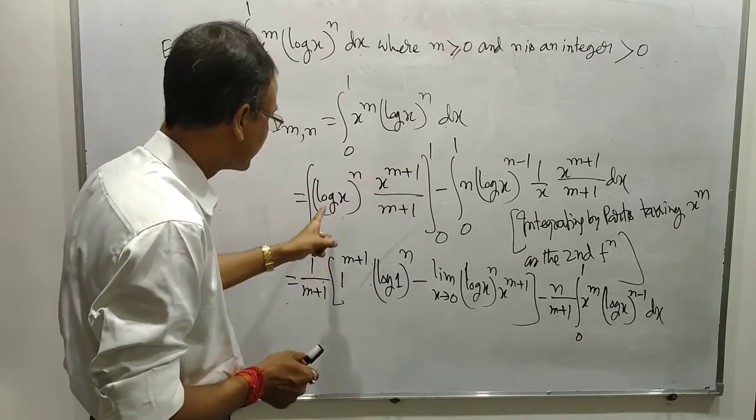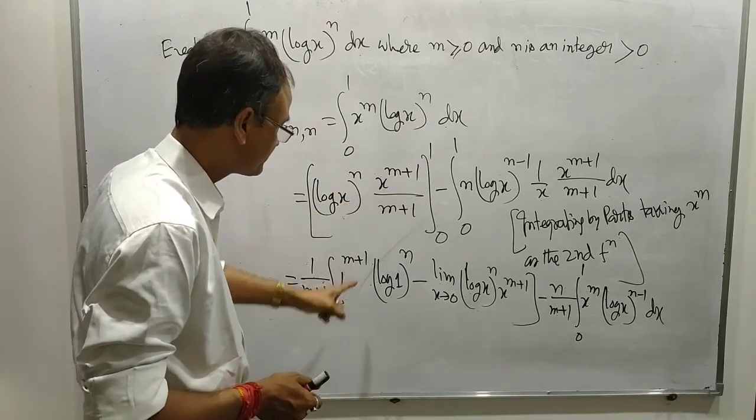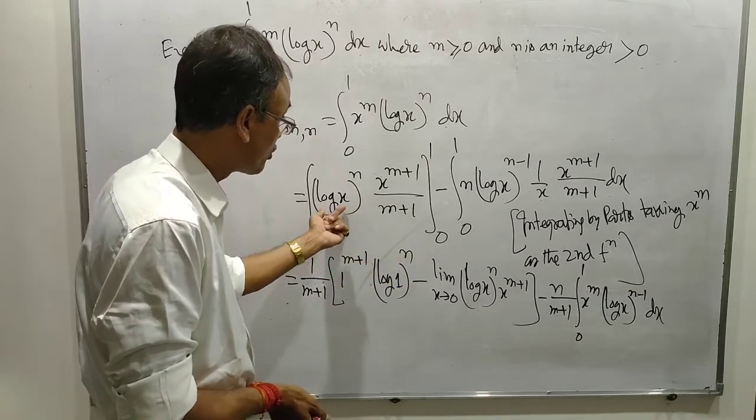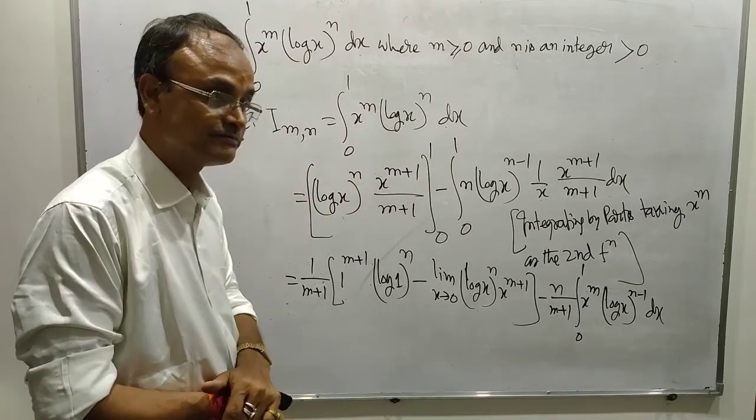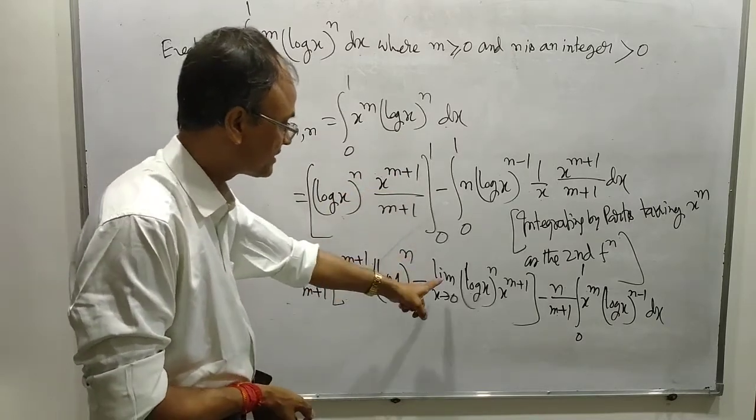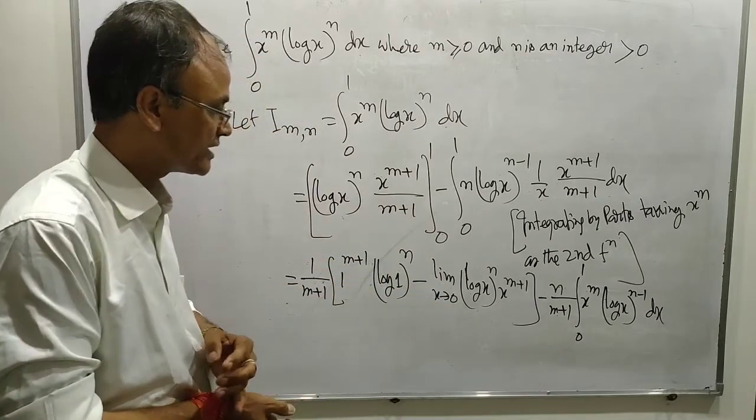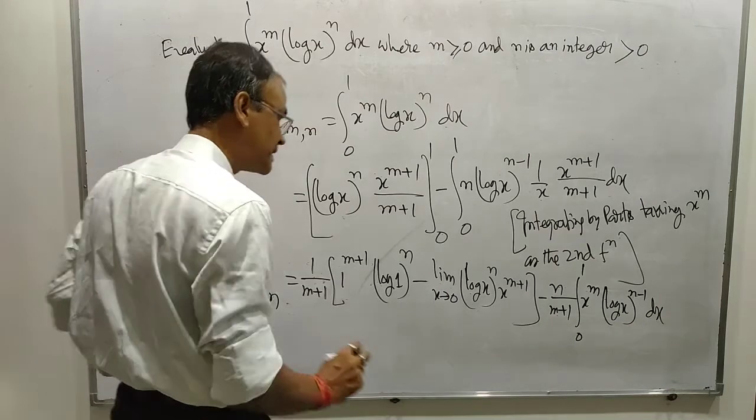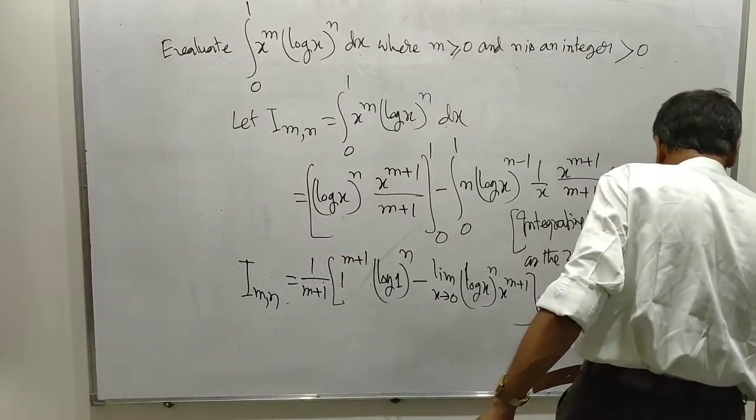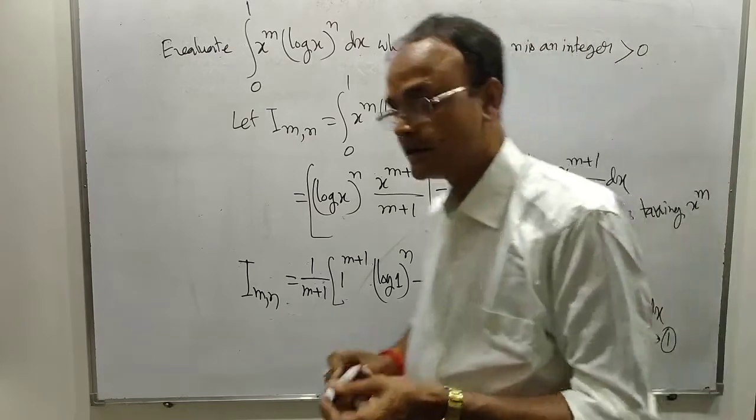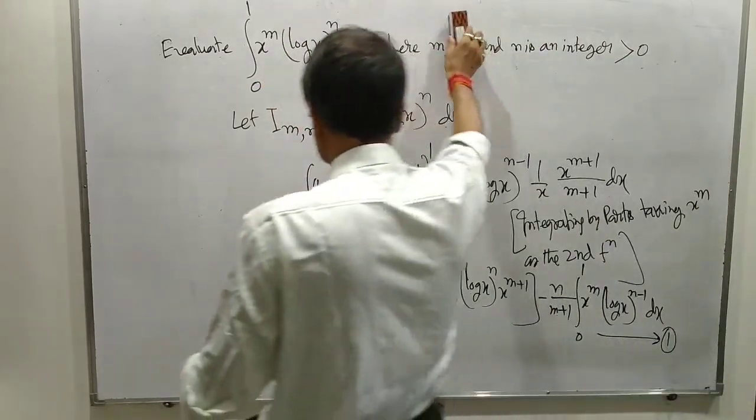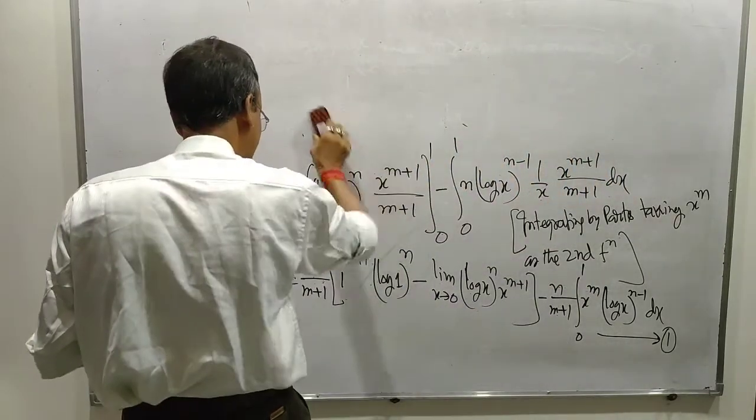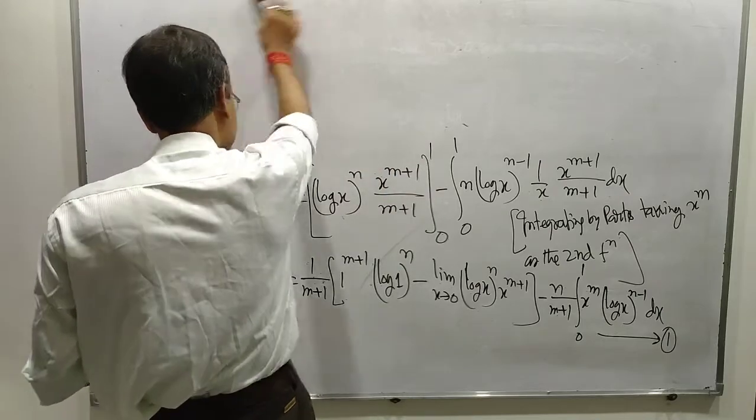If you put x equal to 1, you look at this. And if you put x equal to 0, (log 0)^n times 0 to the power this, that's why I am writing here limit of x tends to 0 of this. Suppose this is number 1. Left side is equal to I_mn.